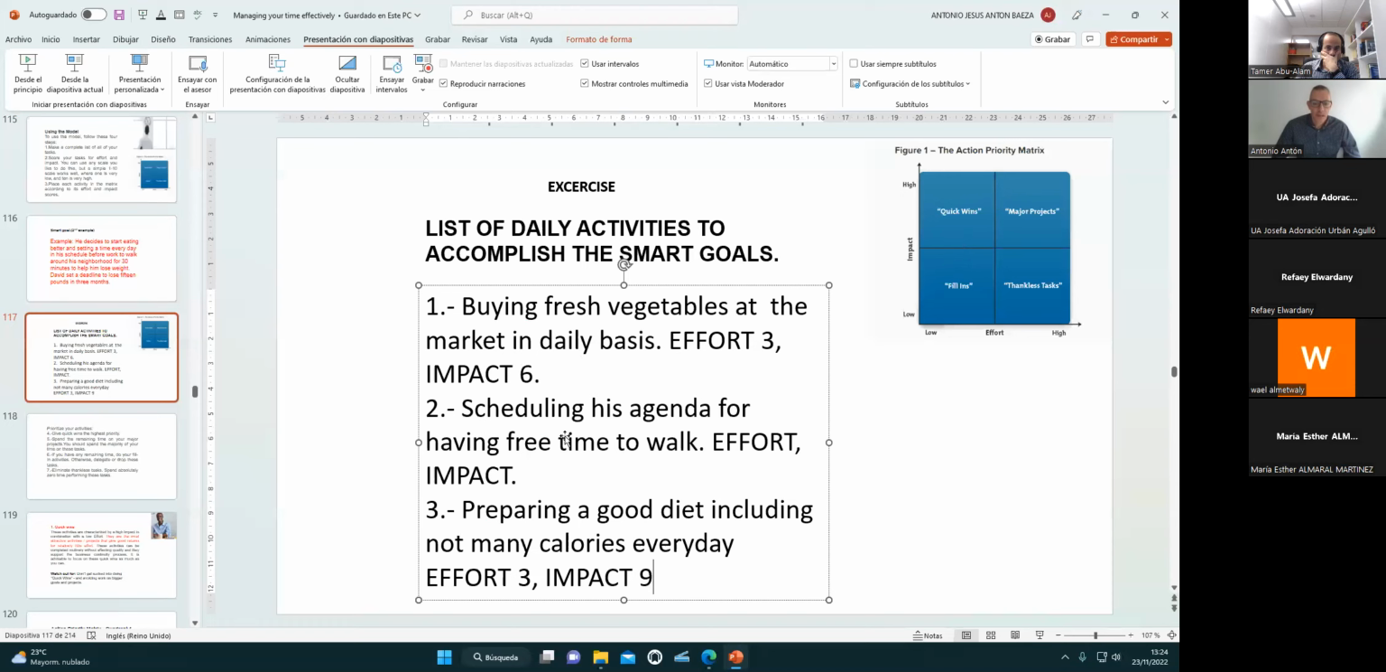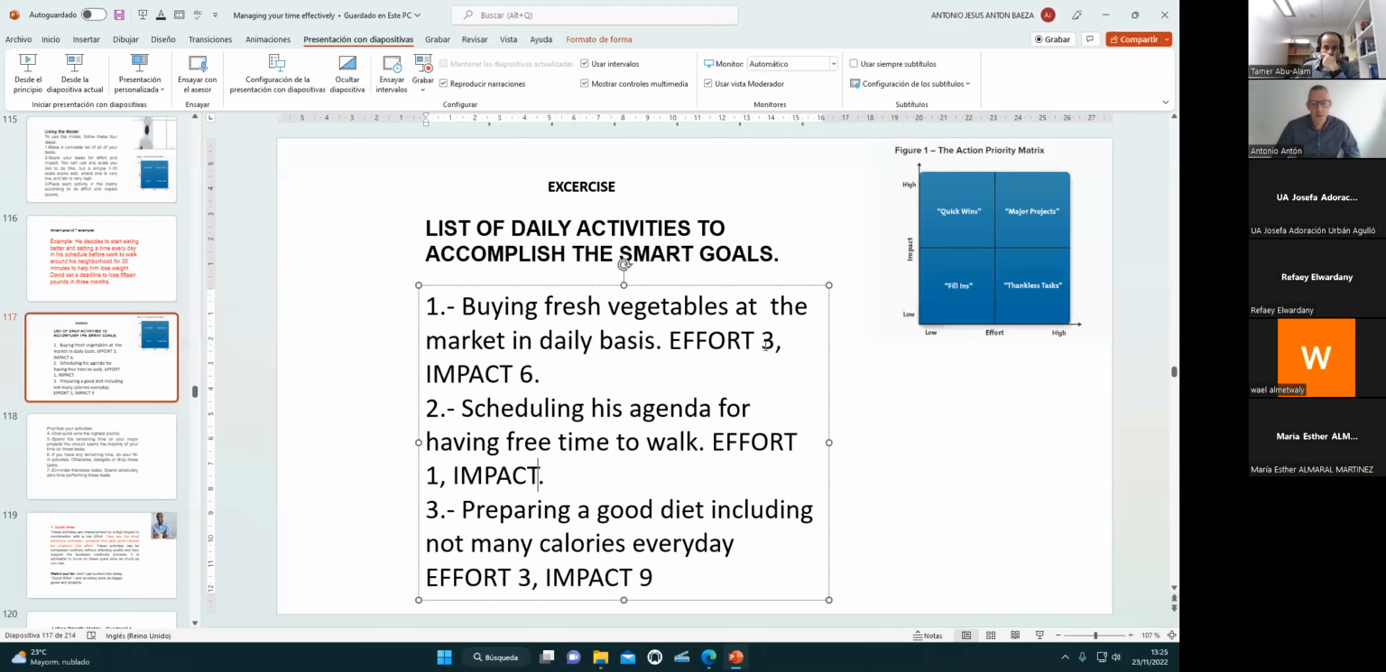Suiting his agenda for having free time to work is not much effort. We might say that the effort is very, very low. We might say that it is 1, for instance. And the impact of having this free time is very high. The same: effort is 1 and impact is 1. So most of these activities are quick wins. But I would say it depends on the person.